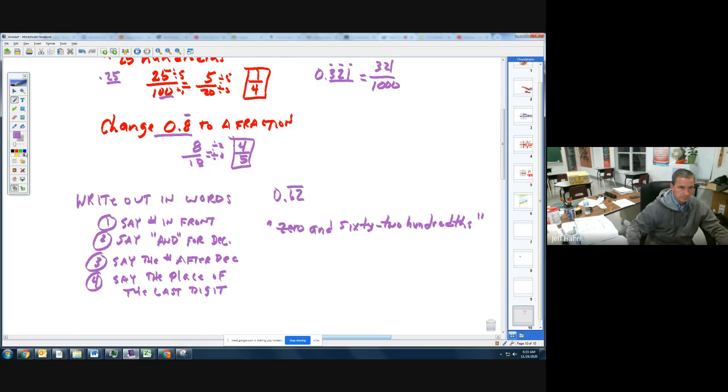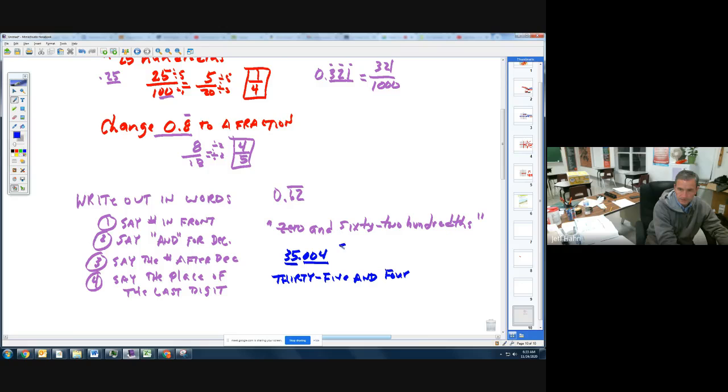Another example, so I can tell you're dying for this. Let's say I have this. I've got 35.004. If I'm saying or writing this, it would be like this. I would say the number in front of the decimal, which is 35. There's my 35. I say and for the decimal. I say the number after the decimal, which in this case is just a 4.